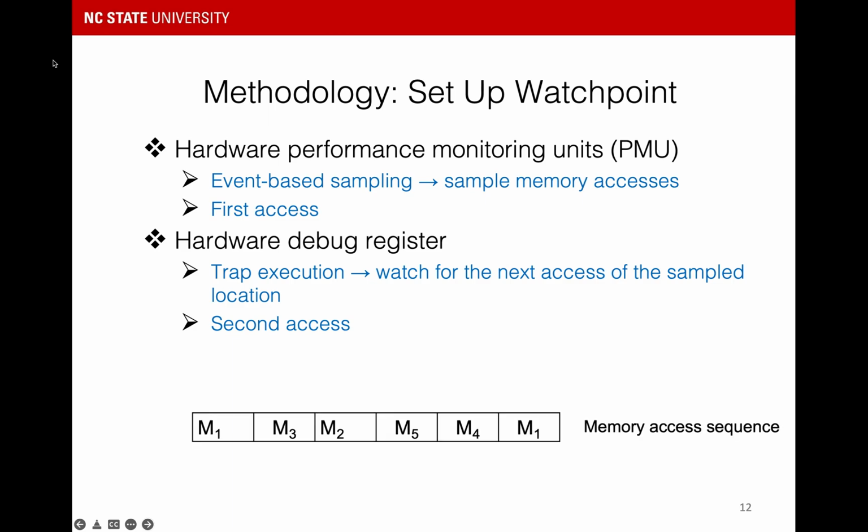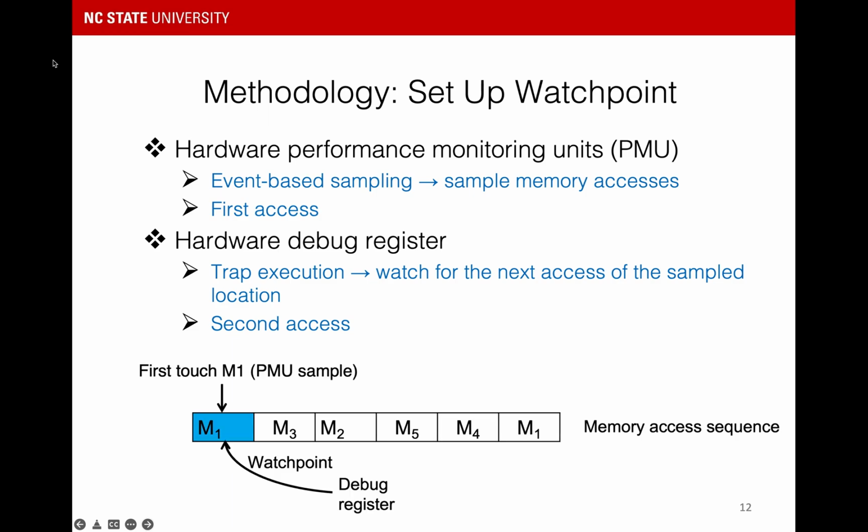Let me give an example to show how we combine PMU and debug register. This is a memory access sequence in the timeline during program execution. The PMU takes a sample when the program is touching memory location M1. In the meanwhile, the debug register sets a watchpoint at M1 to monitor the next memory touch to M1. Then the program continues as normal until the next touch of location M1, which triggers a debug register trap.